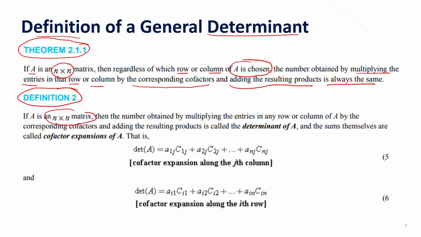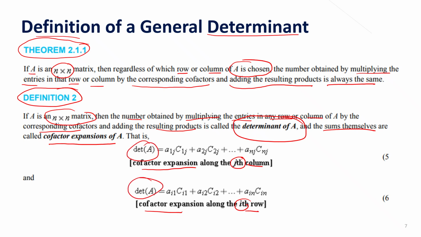You find a number obtained by multiplying the entries in any row or any column of A by their corresponding cofactors and adding the results of the products, and you can get the determinant. So the value of this process is called cofactor expansion of A. So cofactor expansion along the j-th column and cofactor expansion along the i-th row both will get you to the value of the determinant of that particular matrix.